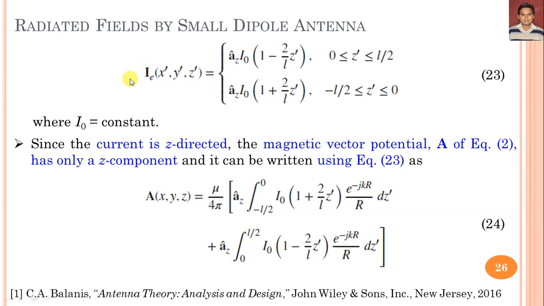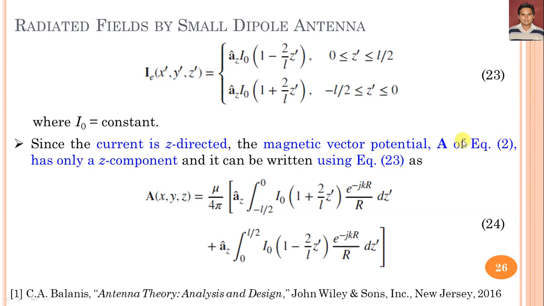So we have calculated the electric current. Since the current is z directed, the magnetic potential A of equation 2 has only a z component, and it can be written as this generalized equation, as we have discussed in lecture 1.